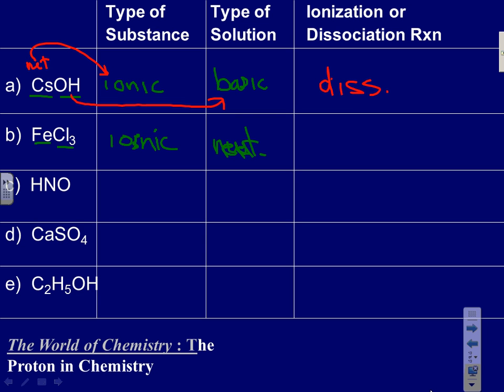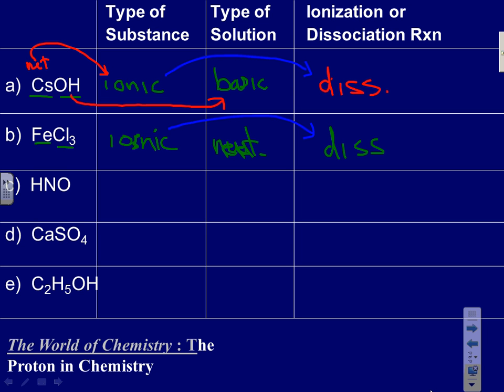And what type of reaction will it undergo? It's dissociation. If it's ionic, it undergoes dissociation. All right? If it's ionic, because remember, they're already ions. They're the couple that's already, how's it going? Okay, we'll see you later. I'm dissociating from you.